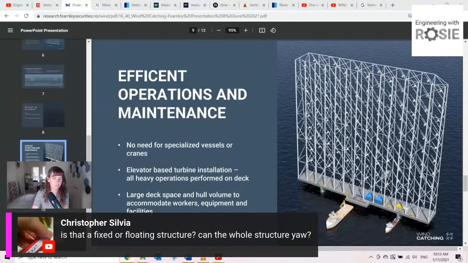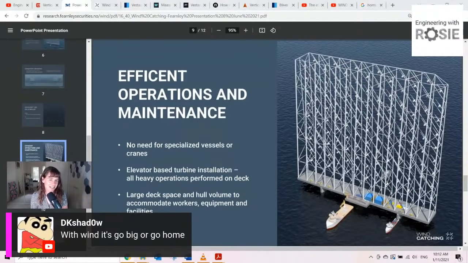Christopher Silva asks if it is a fixed or floating structure. I believe it's floating, and yes, the whole structure can yaw, or at least, well, actually, I think I might be assuming that. I think that was one of my questions that I asked. I didn't get it answered, but if it can't, then no, there's no future in this. Imagine if the wind is coming in this direction, parallel, nothing's going to happen there. It has to be able to yaw. Okay.